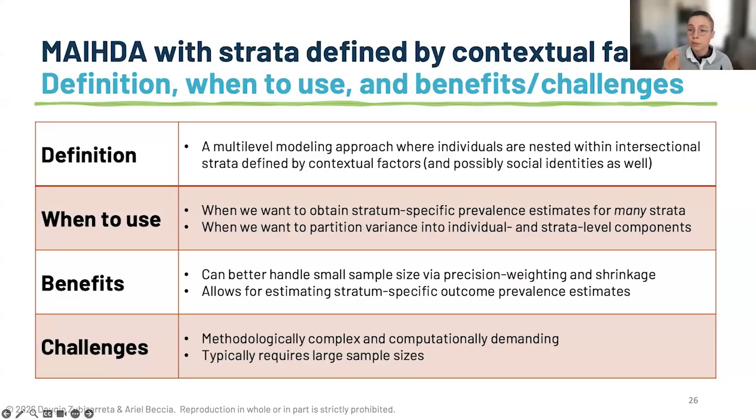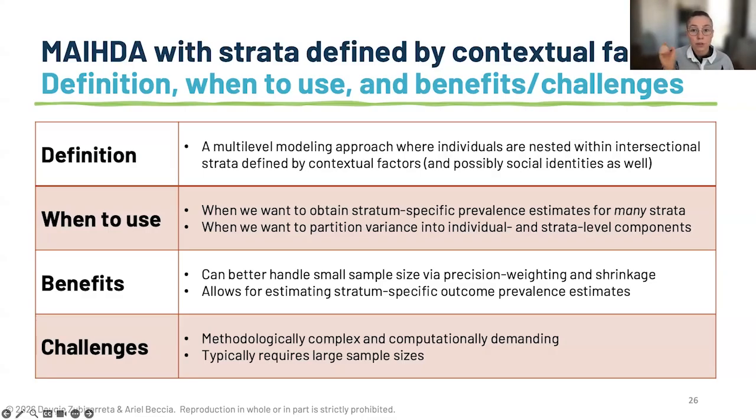And so, for example, we could imagine having strata where the strata are jointly defined by structural sexism and structural racism scores, but then also individual level gender, sexual, and racialized identities. I'll get a little more concrete with this in a second. But first, when we want to use this method is when we're interested in obtaining stratum specific, so for a given group, prevalence estimates for many different groups or strata.